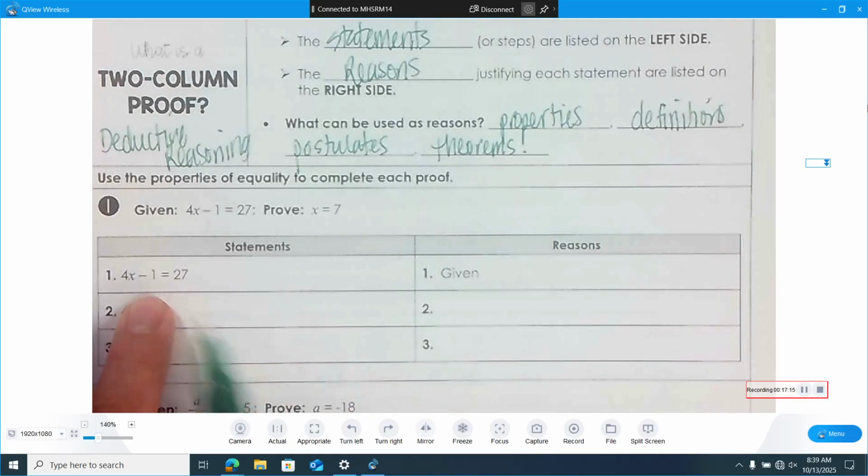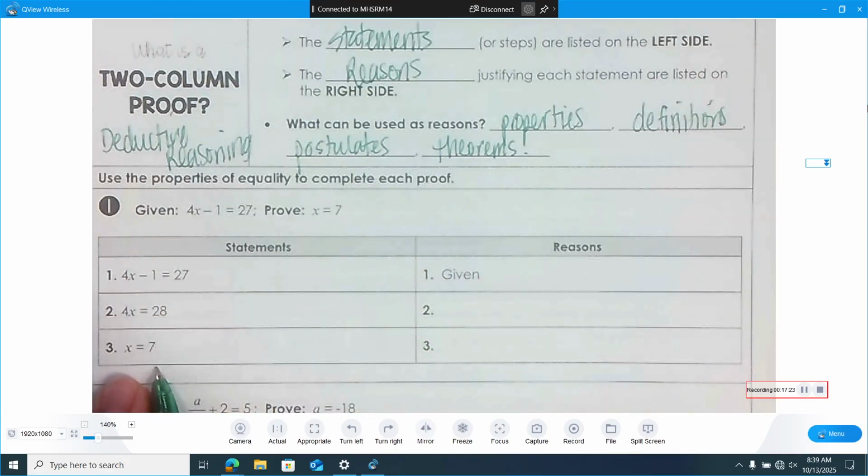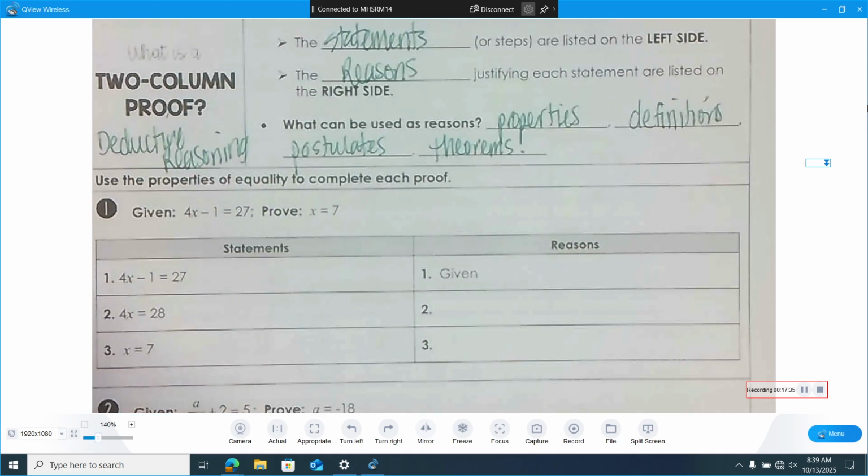Okay, so we're starting with the equation 4x minus 1 equals 27. And our job is to prove that x equals 7. And you can see that that should be the last step in our proof. So the given is always the first step, and the proof statement should be the last step. And they should be identical. And in between, you can see we've filled in the steps here. We just need to figure out the reasons today.